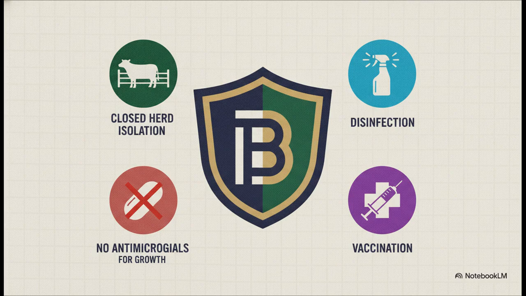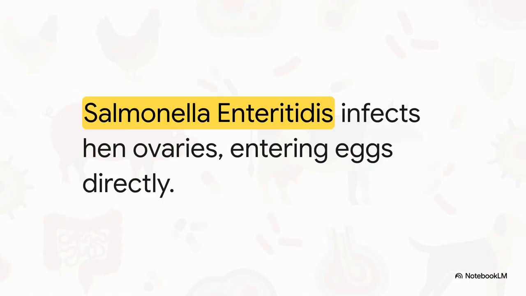Another huge point: avoid using antimicrobial drugs just for growth promotion. That just fuels resistance. And finally, utilize modified live vaccines. They are fantastic for enhancing both humoral and cell-mediated immunity across the whole herd. Now, we also have to remember that this isn't just an animal agriculture issue. It is a massive public health concern. Certain serotypes bridge the gap right into our own kitchens.